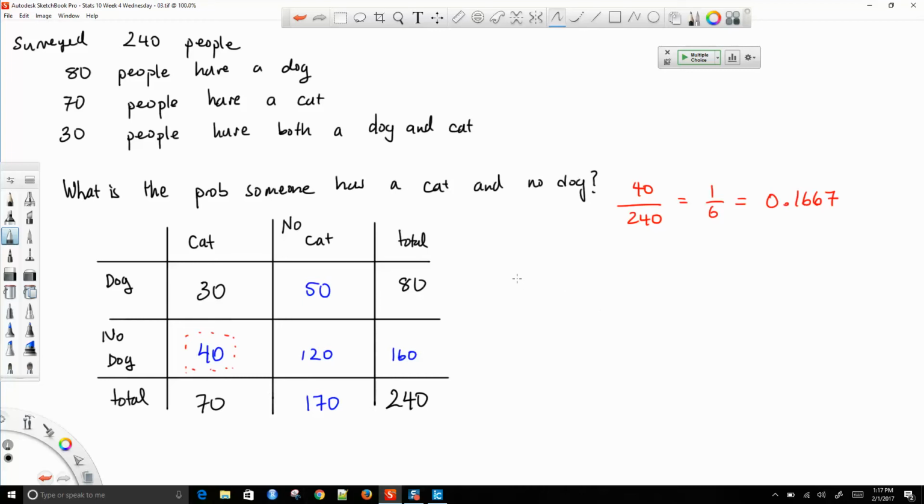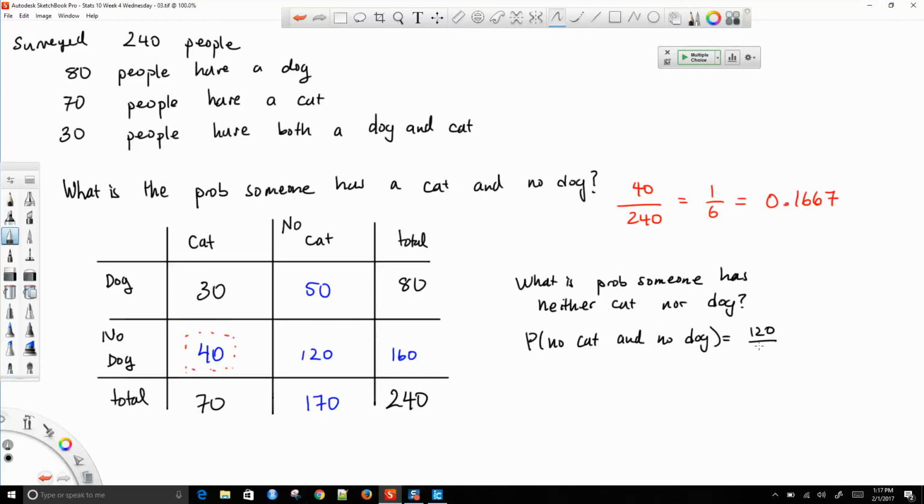Or I could also ask, what is the probability someone has neither cat nor dog? Okay, this is another way of saying probability of no cat and no dog. This would be 120 out of 240. It's this box. Okay, which is also 0.5.